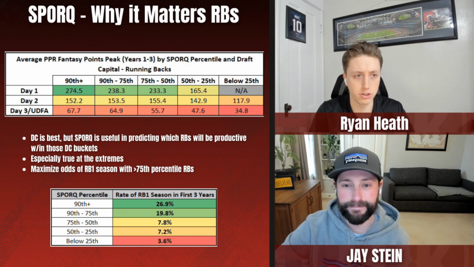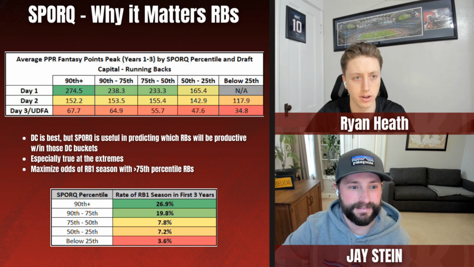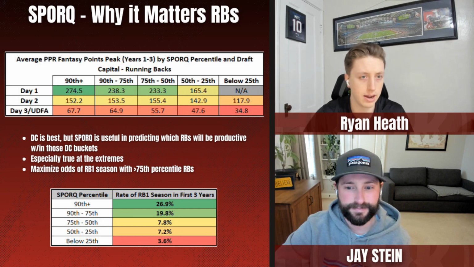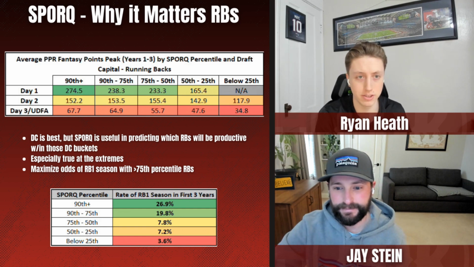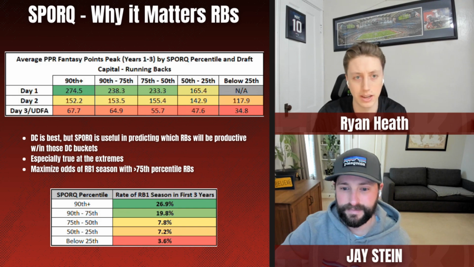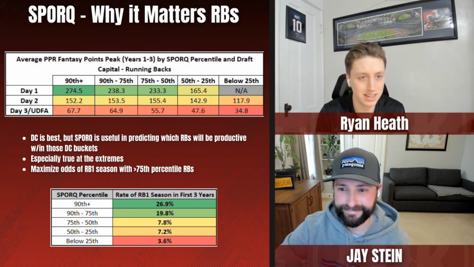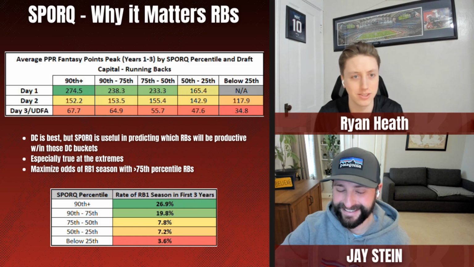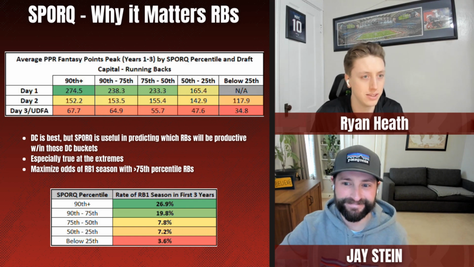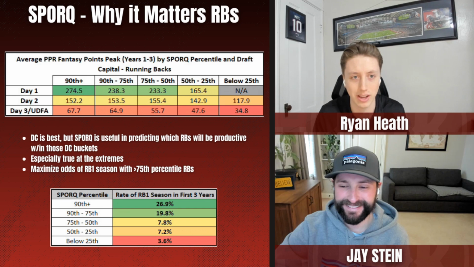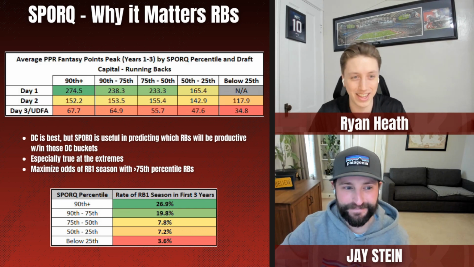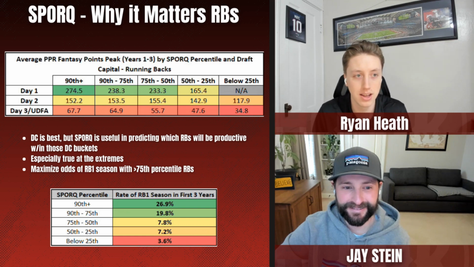Yeah, so let's start by looking at the top row. Day 1, these are running backs drafted on day 1 in round 1. The first thing you'll notice is that there is no data for running backs on day 1 below the 25th percentile in Sporq. That's because teams recognize the importance of athleticism and they generally don't draft these relatively unathletic running backs. I don't want to say horrifically unathletic. All these guys are more athletic than me, to be clear. But they don't draft them on day 1.